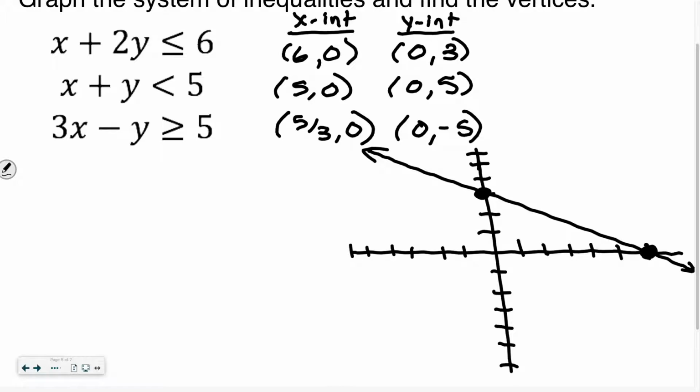I can also do my shading. So I'm going to test (0, 0) because the line is not passing through the origin. If I put 0 in for x and y, is 0 less than 6? True. So then I should be shading down where (0, 0) is. I want to shade towards (0, 0). If you want to lightly shade underneath, you can.